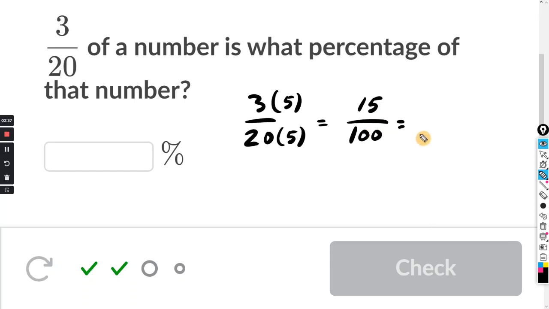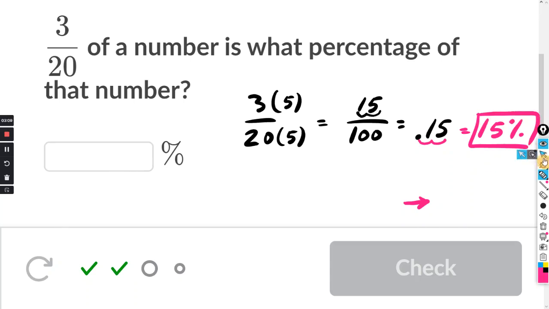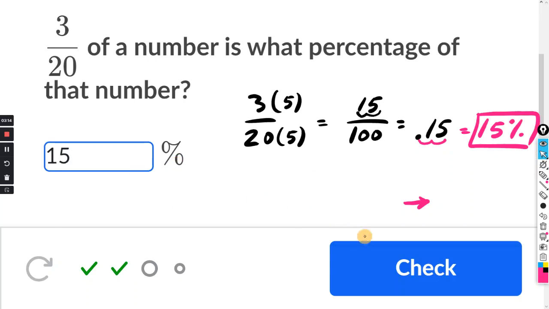15 divided by 100 is 0.15. Since I divided by 100, I just move the decimal over 2 places. Again, this is if you want to do it manually. If you just type 3 divided by 20 on the calculator, it will give you 0.15. And now the second step, move the decimal 2 places to the right. So 1, 2, and that's just going to be 15%. Final answer. So click in the box and type 15. The percent symbol is already there.